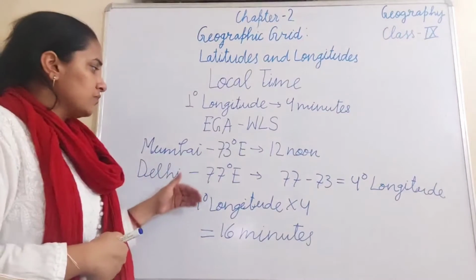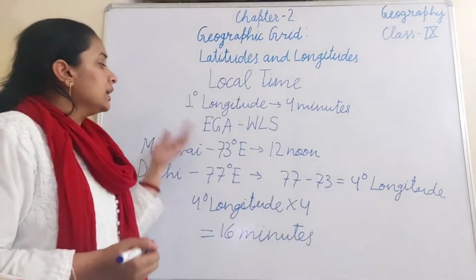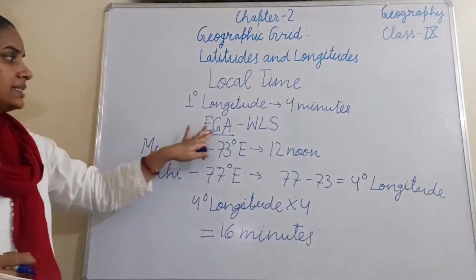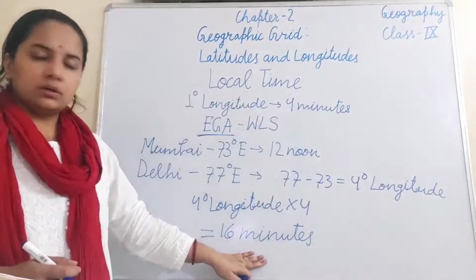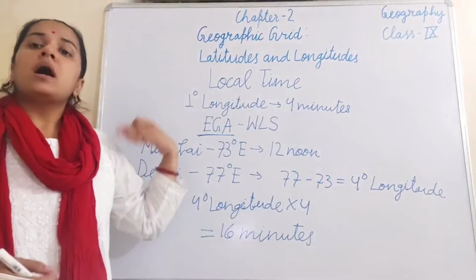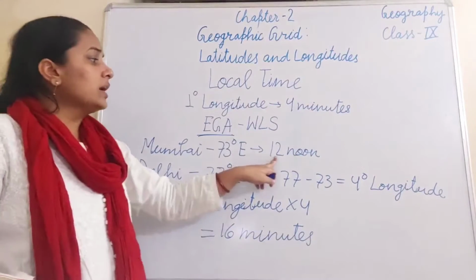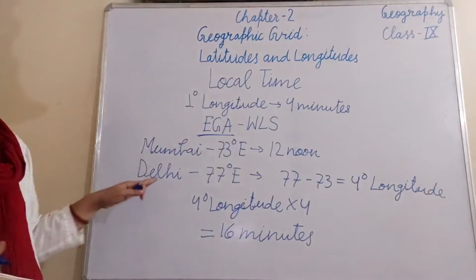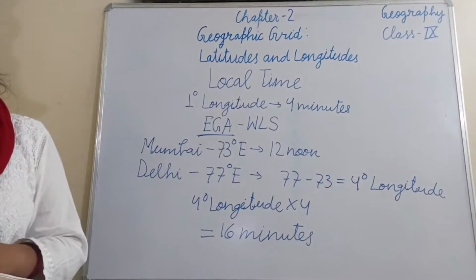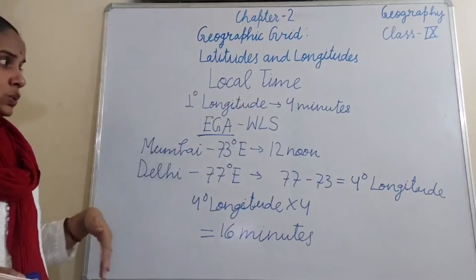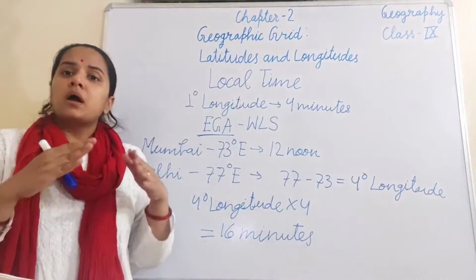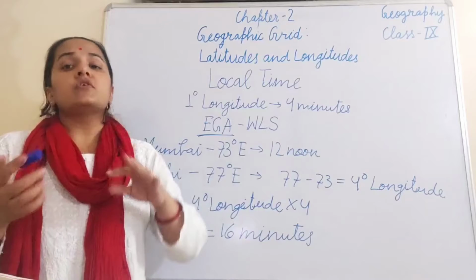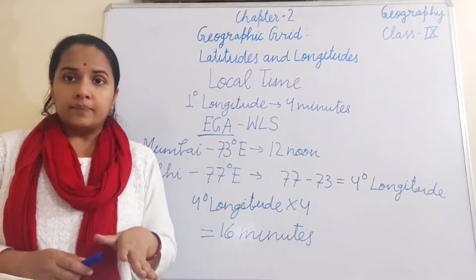And why added? Because we know that Delhi lies east of Mumbai. So this formula will be applied: east gain add. We calculated the difference in time and added it to the given time of Mumbai. In this way we can calculate the difference in the local time of two places. So we can see that there will be a large difference in the local time of various places if we talk about India only.